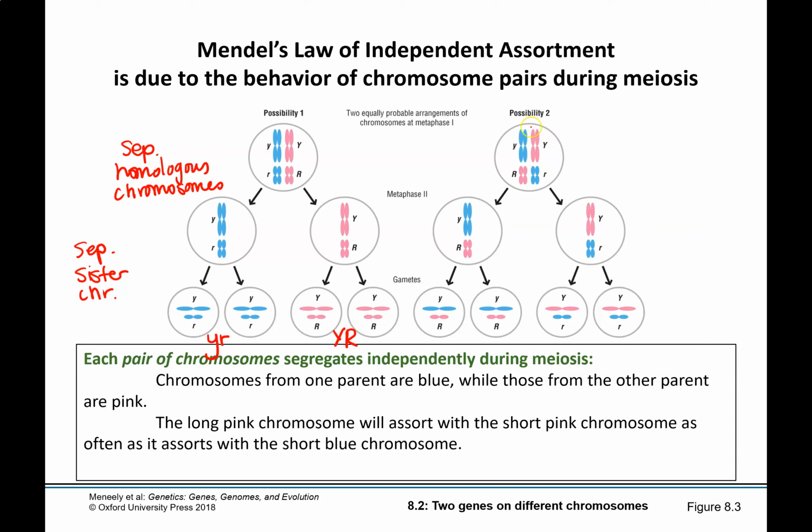Let's say these chromosomes line up a little bit differently. So now when we split our cell in half, when we separate our homologous chromosomes, we get a little y with a big R, and we get a big Y with a little r. So now we already have different combinations. And then when we separate our sister chromatids, we get cells that are little y, big R, and cells that are big Y, little r. And so now we have our other combination.